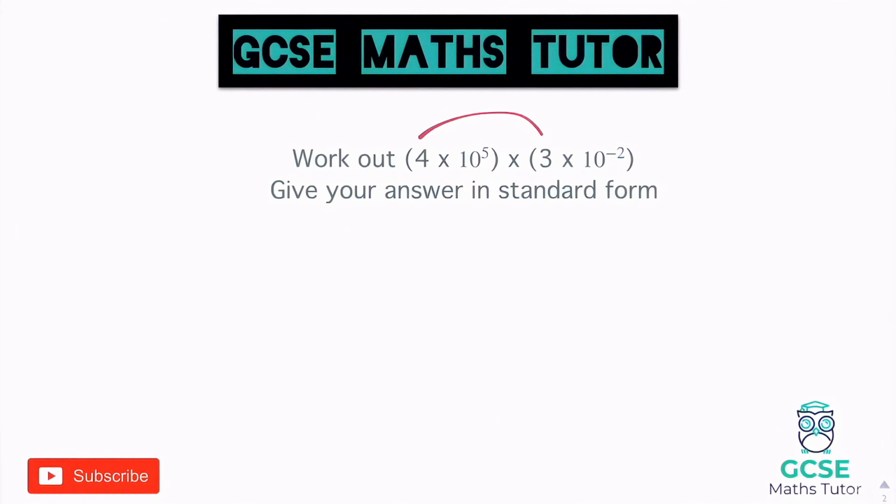So let's do the 4 times the 3, which gives us 12. And that's going to be times 10 to the power of something. I'm just going to be a little bit careful here because although we can add these powers, let's just have a look because one of them's a negative. So the powers, if I write this to the side, we're going to do 5, the first power, and we're going to add the next power, which is negative 2. And 5 plus negative 2 is 5 take away 2, so my power there is going to be 3. So that's fine, 12 times 10 to the power of 3.